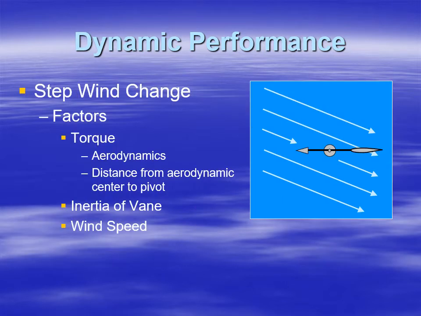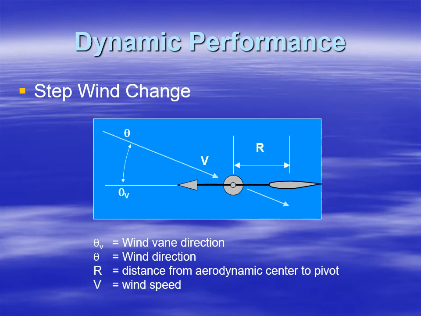So, what's going to affect the wind vane? What are the forces that are driving it to turn into the wind? Well, one of them is torque. Torque is a force that's applied over some distance, and it's a rotational force. So that torque force results from aerodynamics, and also it depends upon the distance from the aerodynamic center of the airfoil to the rotational center, in other words, the shaft center of the wind vane. Also, it depends upon the inertia of the wind vane, and that has to do a lot with mass and other factors. And then finally, of course, probably the most obvious is how strong is the wind.